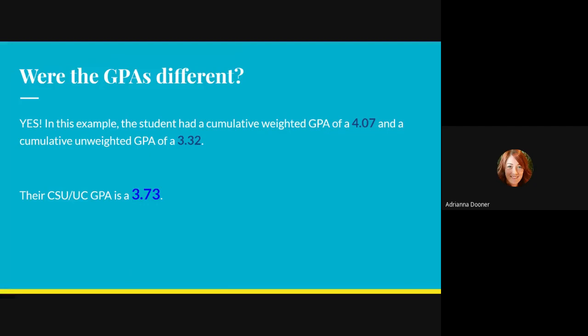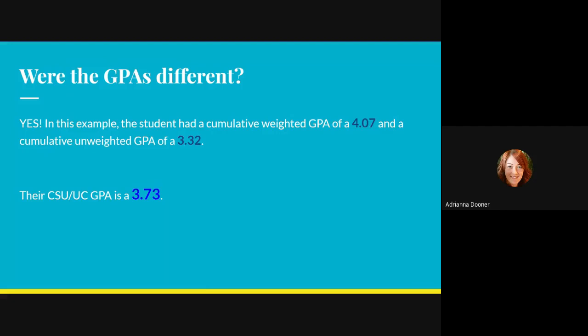And there really is a big difference when we're talking about whether or not a college is the right fit for a student, or if it's a safety school or a reach school for them. There's a big difference between thinking you have a 4.07 and having a 3.73. So, I think it's an important thing for students to calculate.